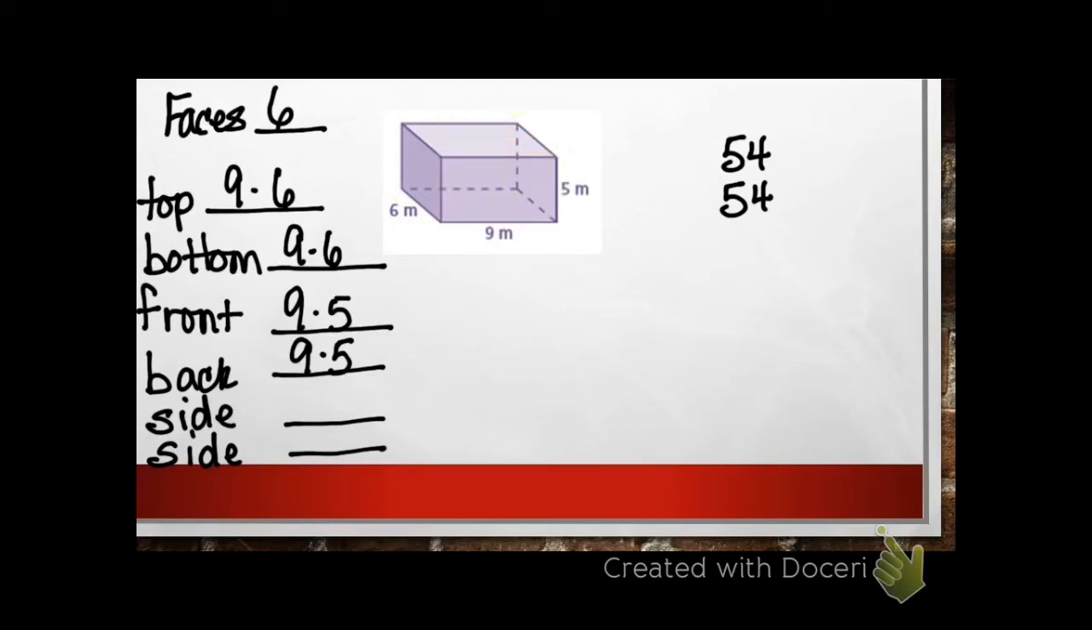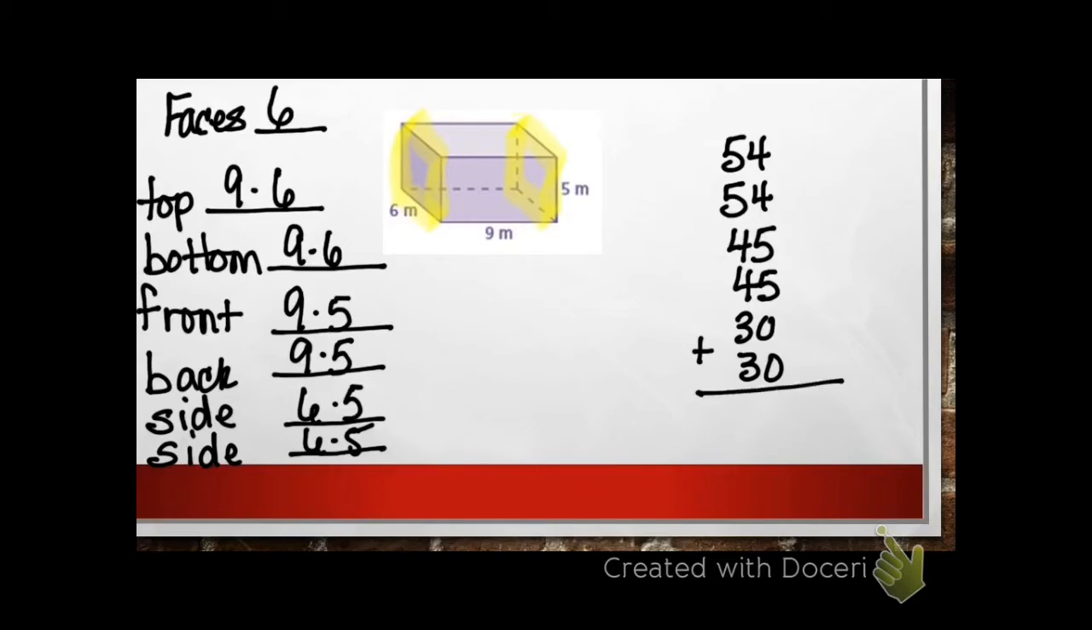All right, now we're left with our sides. So look at the numbers that apply to the sides. What are they? 6 times 5 is correct. All right, 9 times 5, 45 and 45. And 6 times 5 is 30 and 30. Add those up.